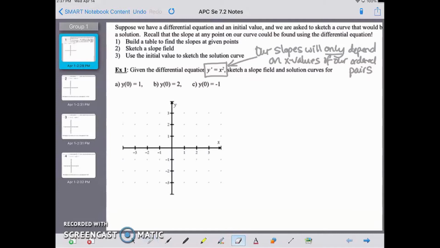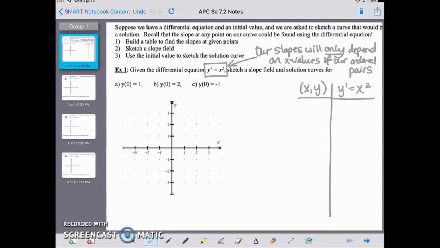We don't have any y's on the right-hand side of the equal sign. We only have that x squared. So our slopes are only going to depend on the x values of our ordered pairs, which is going to make building my table much easier for my slope field. So I'm literally just going to build like a t-table here. And over here, I'm going to put ordered pairs, and then next to it, I'm going to put the slopes at those points, right?